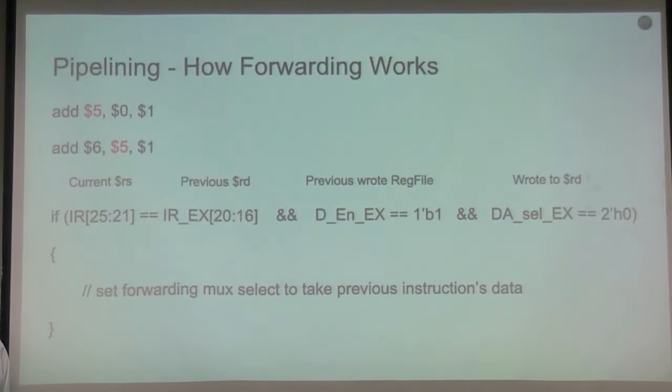So how exactly do we do forwarding here? Here's an example where we do an add, and then this next add is dependent on it. With respect to the current instruction, you check the current RS against the previous instruction's RD, and you check if the previous instruction wrote to the register file, which means that this enable is on, and the select actually wrote to address RD. If all of this is true, then you select the forwarding mux to grab the data from the pipeline register for this instruction.